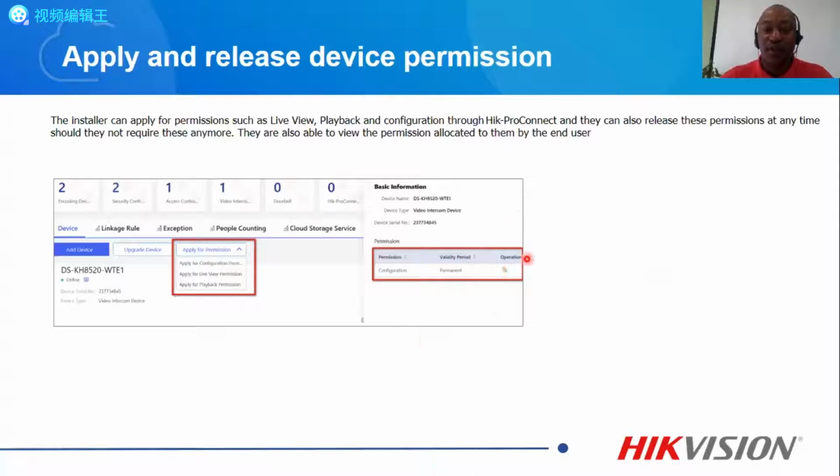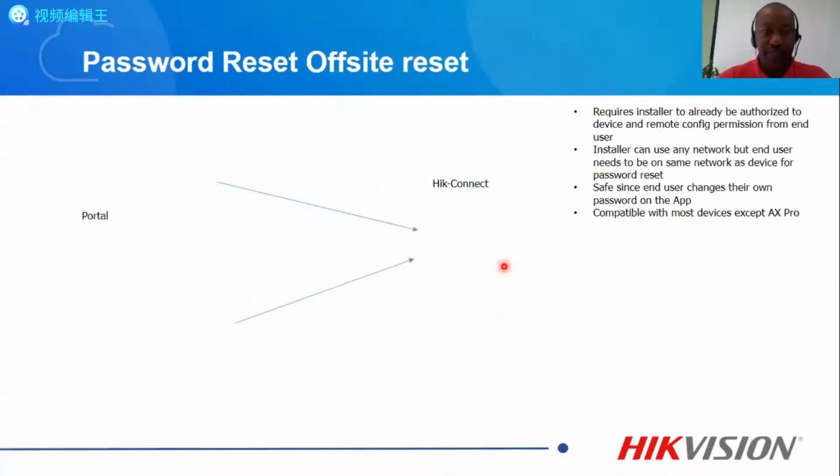So you can click on this button here. For instance, you see this user has permanent permission, configuration permission on this device. So if they no longer need that permission, then if you click on this button here, there's an option to release that permission.